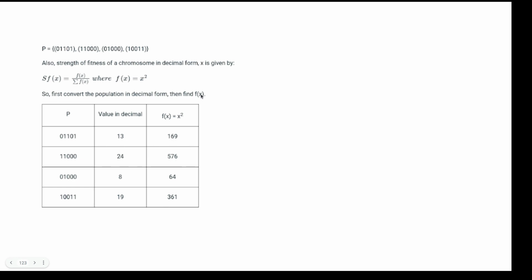Then what would be the fitness function for the population? For the first one, it will be 169 divided by the sum of all: 169 plus 576 plus 64 plus 361. For the second one, it will be 576 divided by 169 plus 576 plus 64 plus 361, which is around 0.492. So this is the fitness value we finally get, because it helps decide whether it is greater than some threshold, and only then will it go for other operations such as crossover and mutation, right? Otherwise it will be discarded.